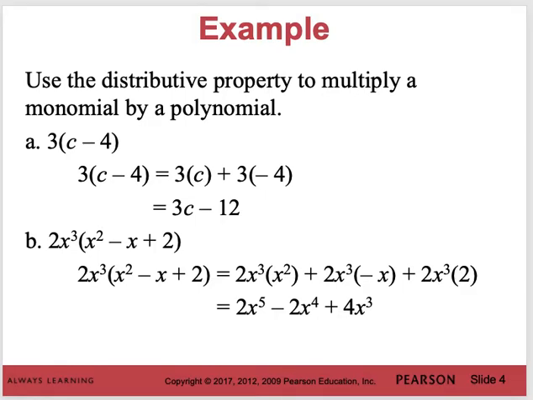Multiply the number on the outside of the parentheses into every single term on the inside of the parentheses. The first one's multiplying 3 times c minus 3 times 4, and the second one we would multiply 2x cubed times x squared, minus 2x cubed times x, and 2x cubed times positive 2. Keep in mind the signs go with the values. So in this center case, we are multiplying 2x cubed times a negative x, since the sign in front of the x was negative, while the other two terms were positive.